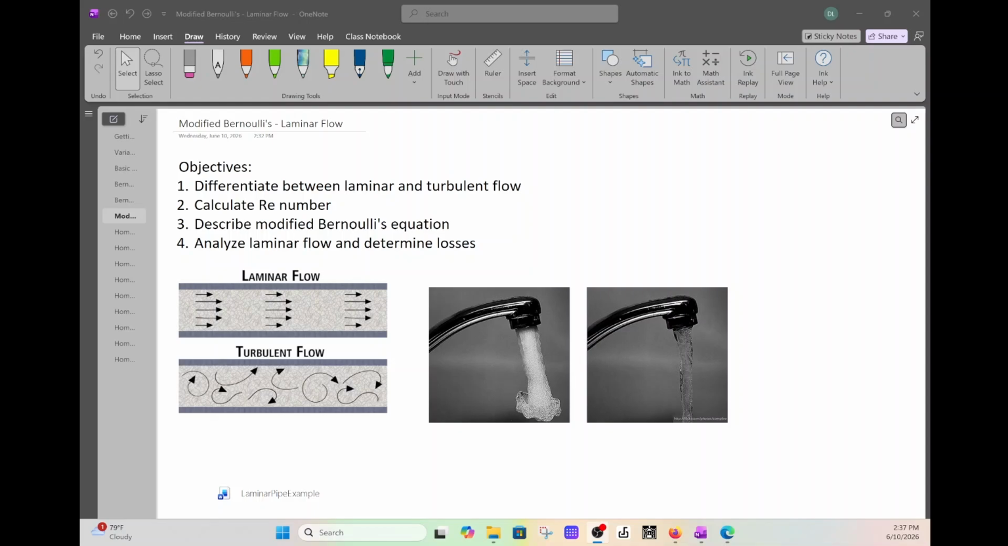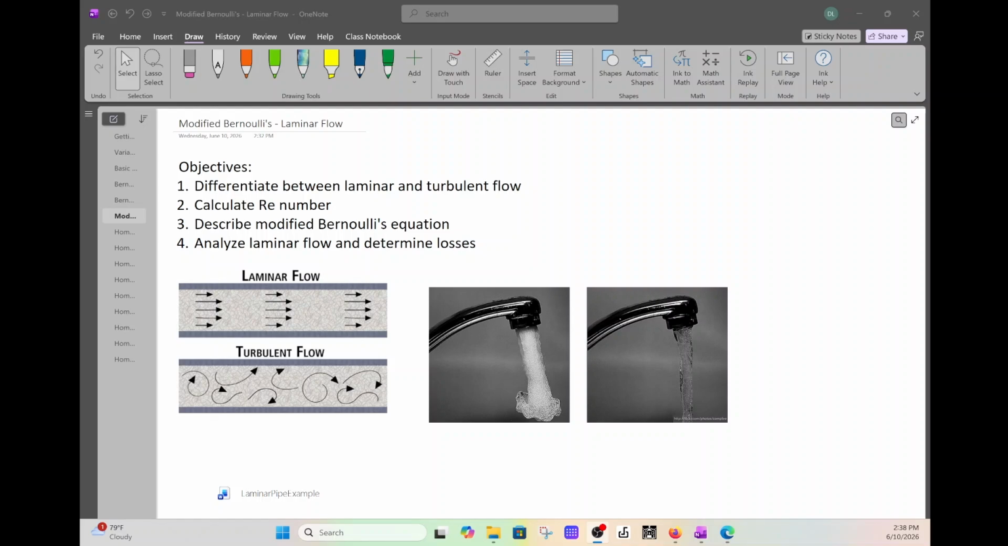In this video, we're going to look at what we call modified Bernoullis, which involves adding a pump or a turbine or losses from friction into that Bernoulli's equation we've been using. And with that, we need to know what laminar and turbulent flow is, Reynolds number, and then we'll analyze a problem.